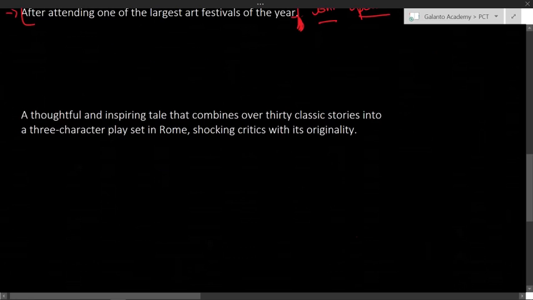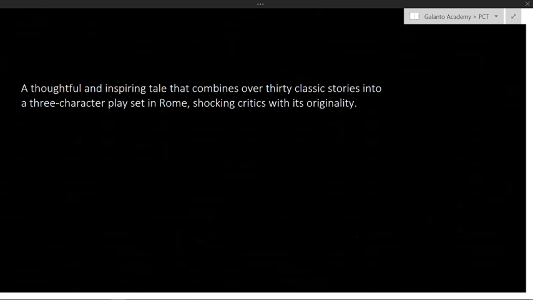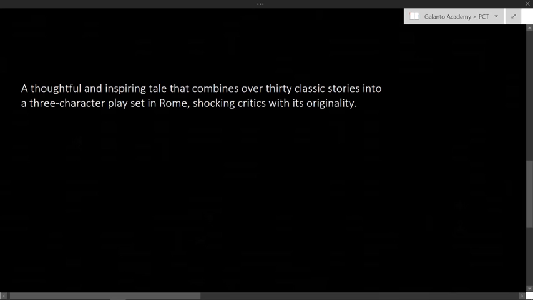So let's look at this last example here. This shows us how it can actually be really tricky sometimes to identify fragments. A thoughtful and inspiring tale that combines over 30 classic stories into a 3-character play set in Rome, shocking critics with its originality. So this right here with the comma, this is an interrupter. This is not essential. And so we're not going to be finding any of our independent clause in here. So we can go ahead and ignore that part of the sentence.